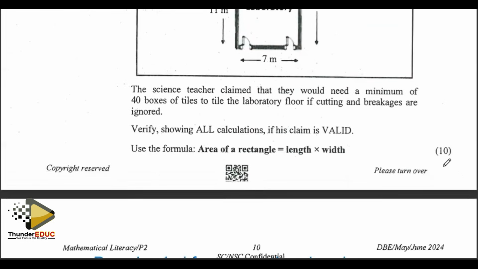Good. 10 marks. The science teacher claimed that they would need a minimum of 40 boxes of tiles. Simply meaning the starting number of boxes to be bought is supposed to be what? 40. Maximum, we don't know, but the minimum, it's 40. That means we can need more than 40. That's what the person simply means.